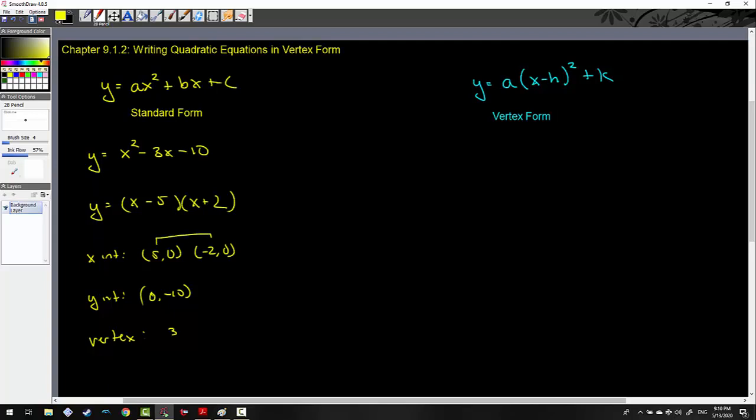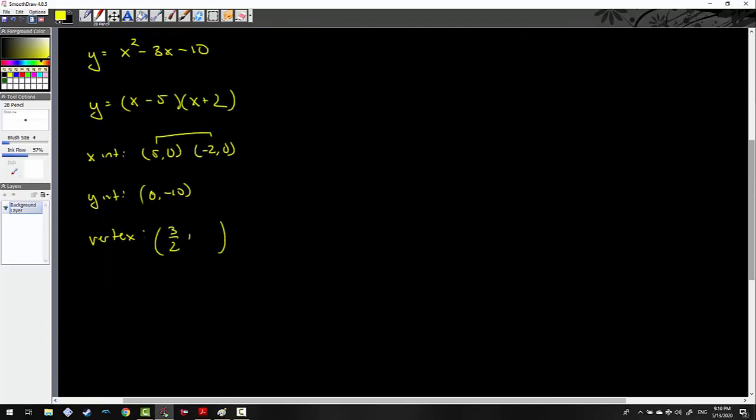So it ends up becoming 3 over 2, comma, and then something. You'd plug that in to solve for the y. I'll do that right now. You get 9 over 4 minus 9 over 2 minus 10. So then 9 over 4 minus 18 over 4 minus 10, or 40 over 4 for a common denominator here. Negative 9, so negative 49 over 4.